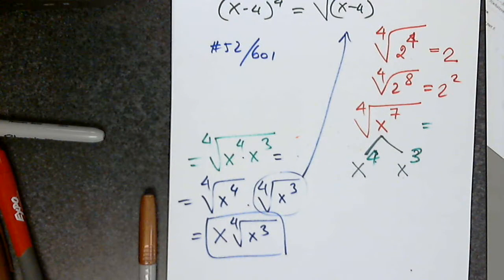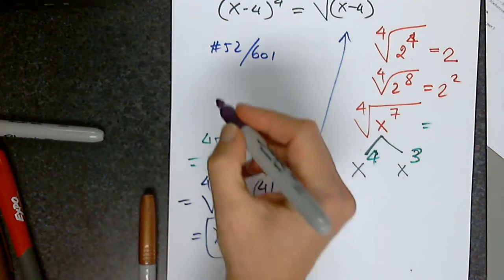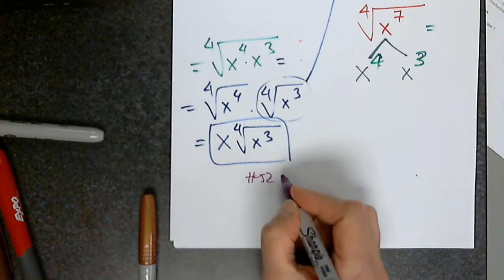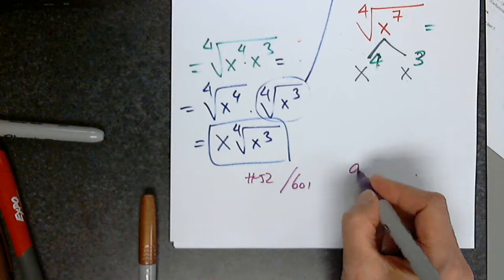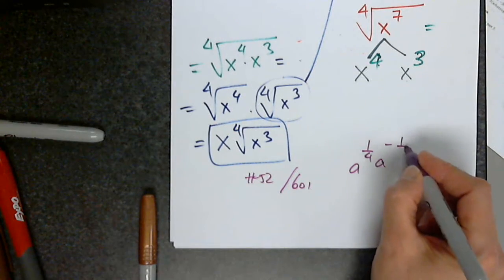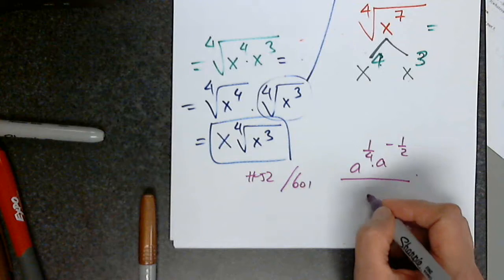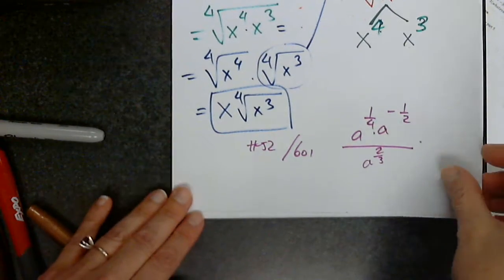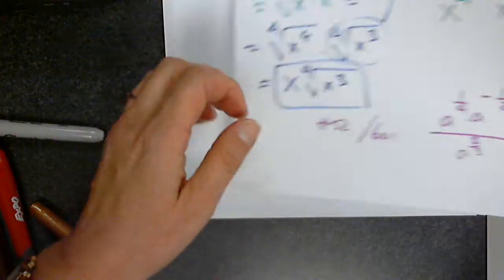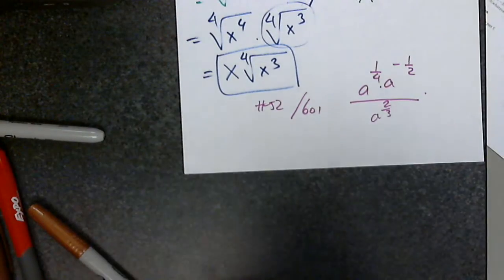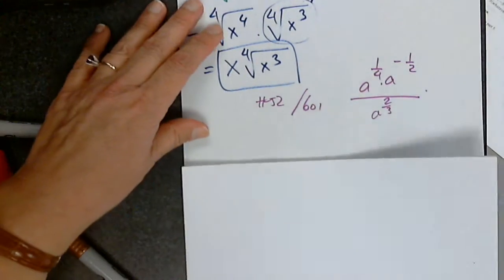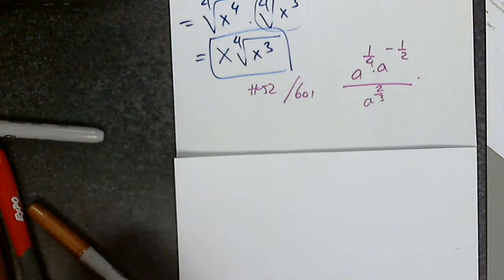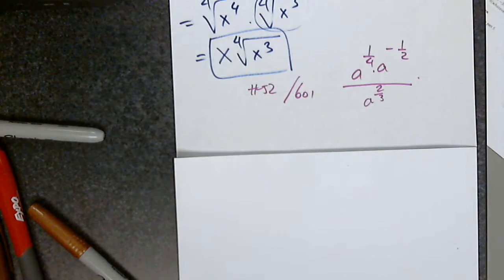Okay, so I picked 52. Here it is. 52 on 601. So I have a raised to 1/4 times a raised to -1/2 and divided by a raised to 2/3. What do we do now? Anyone has any suggestions here? You could say, let's go back to radicals, and I will definitely say no. There will be a big problem if we do that. So we did a problem last time. So what do you recommend?